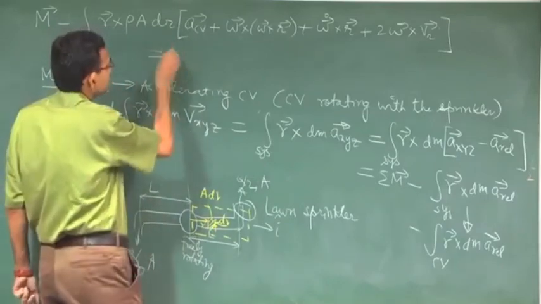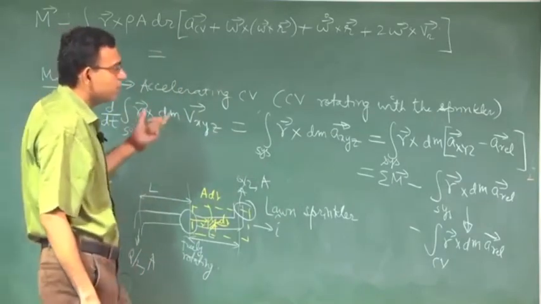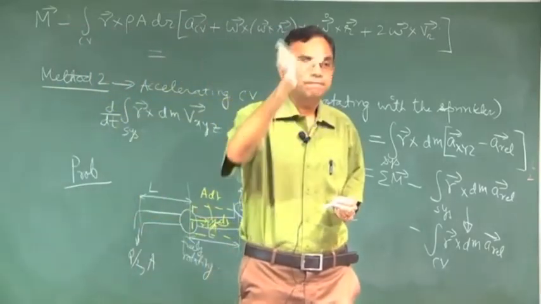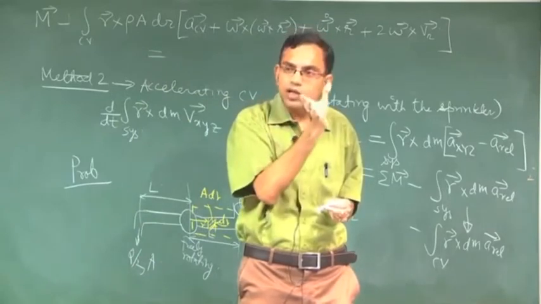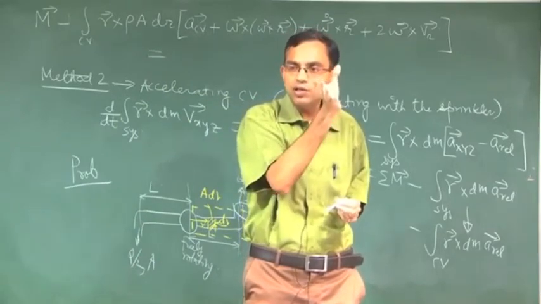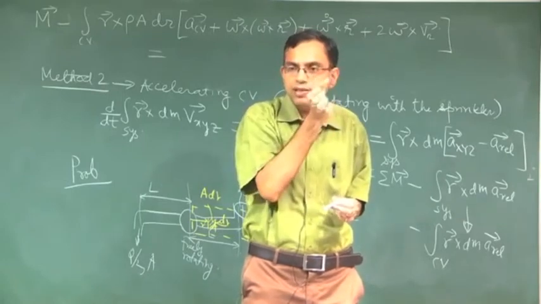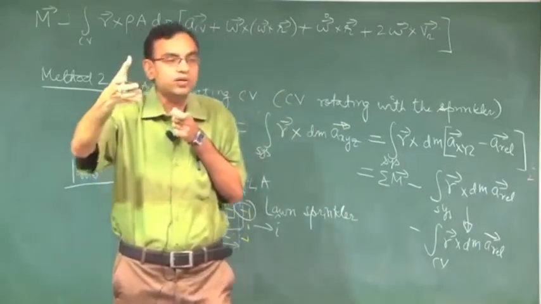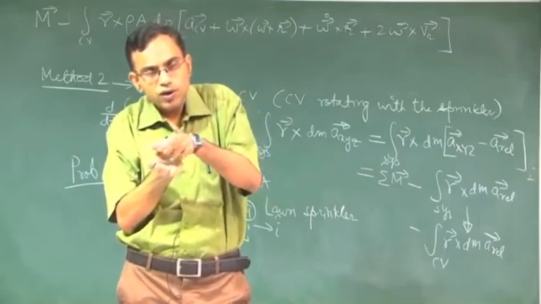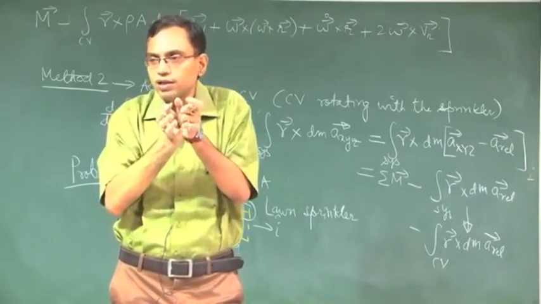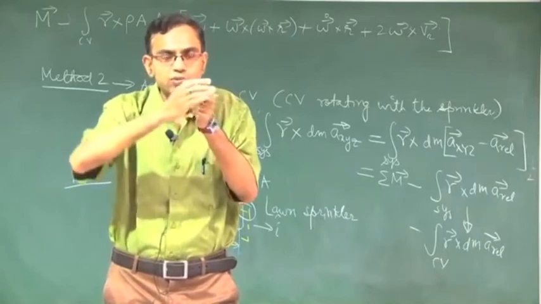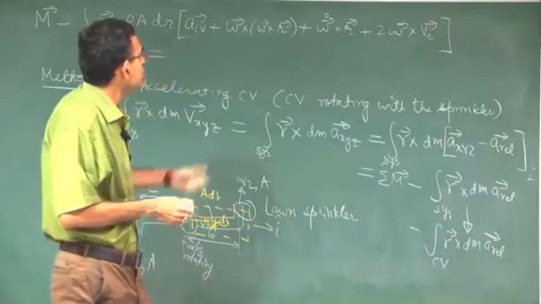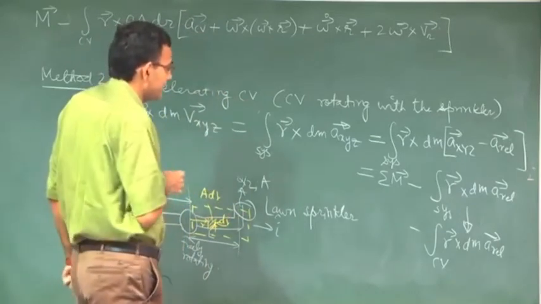Right hand side, the unsteady term will be 0. Why? Because the control volume is moving, rotating, and the water is having a velocity V xyz relative to the control volume, because the control volume is moving and the water is moving along with it. So with respect to the control volume there is no net flow. So this is 0, and the last one.